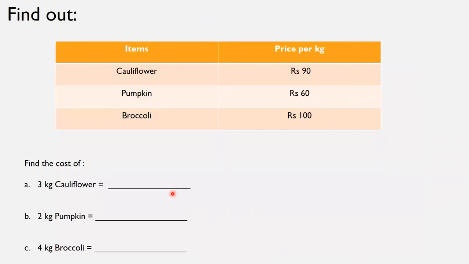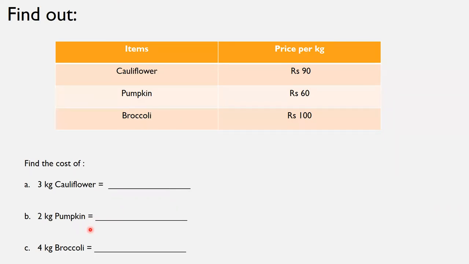Now look at this table to answer a few simple questions. What do we observe from this table? We observe that 1 kg cauliflower costs rupees 90. 1 kg pumpkin costs rupees 60 and 1 kg broccoli costs rupees 100. What are they asking? They're asking us to find the cost of 3 kg cauliflower. So 1 kg is 90, so 3 kgs will be 3 into rupees 90, which is rupees 270.